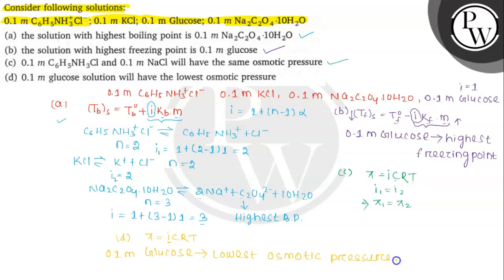Generally, everything varies according to the van't Hoff factor. If we know the relation between boiling point, freezing point, and osmotic pressure with the van't Hoff factor, and we find the van't Hoff factor of all the solutions, then we can easily solve these questions. So generally we have to remember this formula, i equals 1 plus (n minus 1) into alpha, and all the formulas of the boiling point of the solution, the freezing point of the solution, and osmotic pressure, and how they are related. So this is the solution. Hope you understand it well. Best of luck.